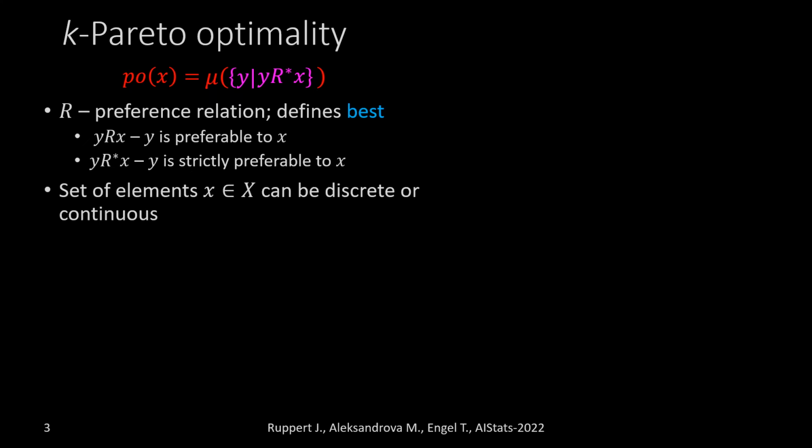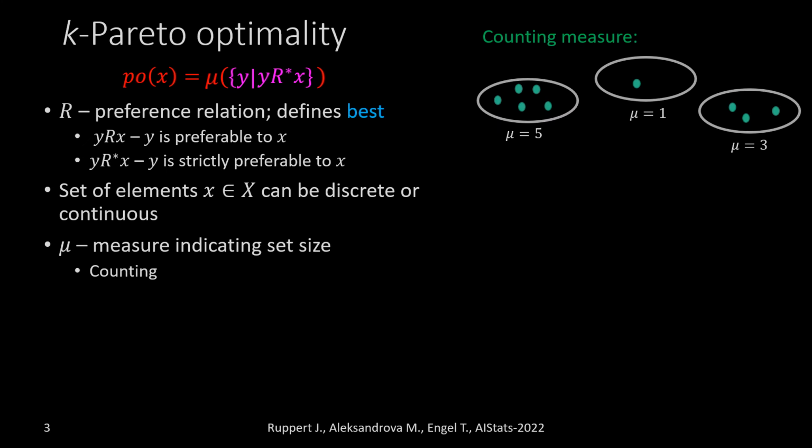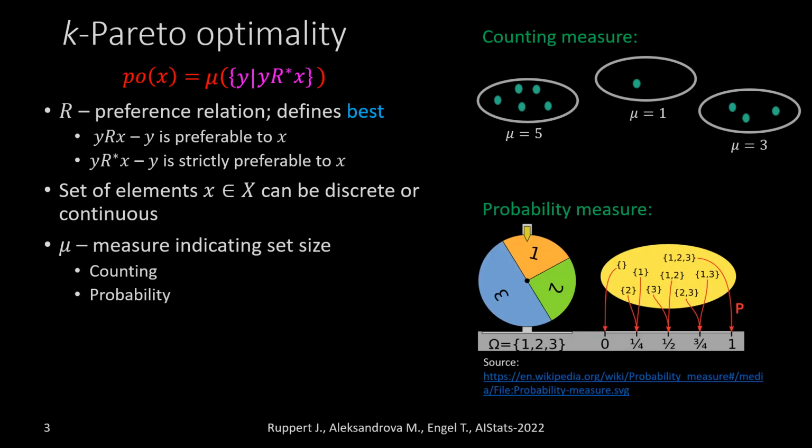There are no restrictions on the set of elements. It can be both discrete and continuous. Also, there are no restrictions on the measure that defines the size of the set and its subset. It can be, for example, the traditional counting measure when we count the number of elements in a set, or a probability measure defined on a set of events.